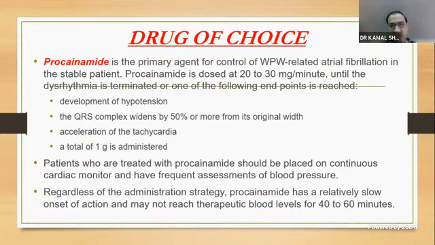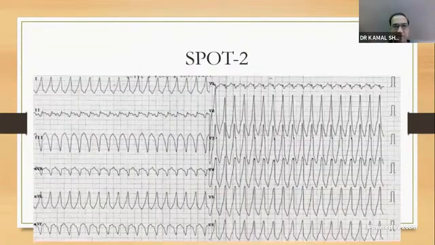Patients treated with procainamide should be placed on continuous monitoring because of hypotension, which is a side effect, and it has a relatively slow onset of action and may not reach therapeutic level for almost 7 hours. That's the reason people don't make this drug the first choice. The therapy of choice is, of course, DC cardioversion.